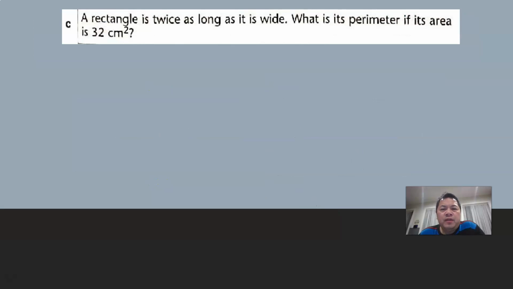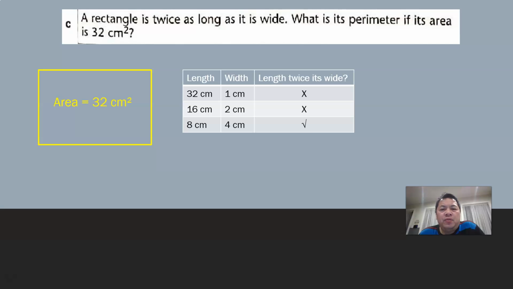Moving on, this is a thinking question again. They say a rectangle is twice as long as its width. So now the length is twice as long as its width. We've got to use guess and check. So if the length is 32, width is 1 times 32. But is it twice as wide? No, we can't. What about 16 times 2, which is 32, but we don't get length twice its width? What about 8 and 4? 8 times 4 gives me 32. So it seems like, oh, the length is twice its width. So in other words, the length is 8 cm, the width is 4 cm. So to get the perimeter, I just need to add up 8 plus 4 plus 8 plus 4, which is 24 cm.